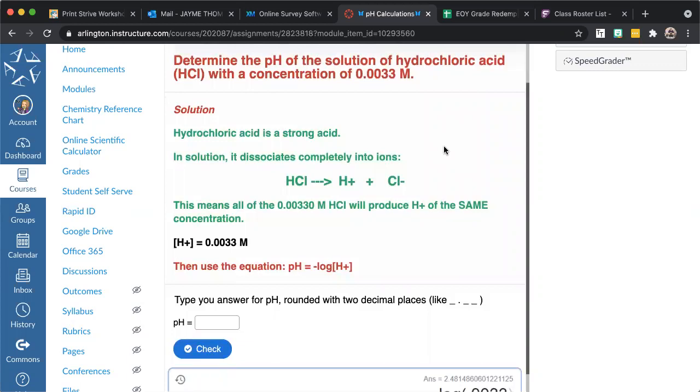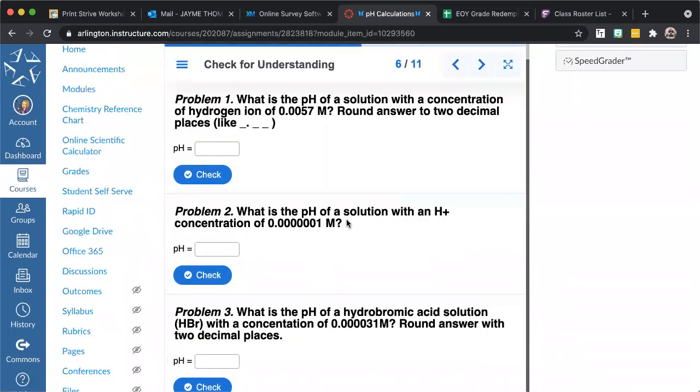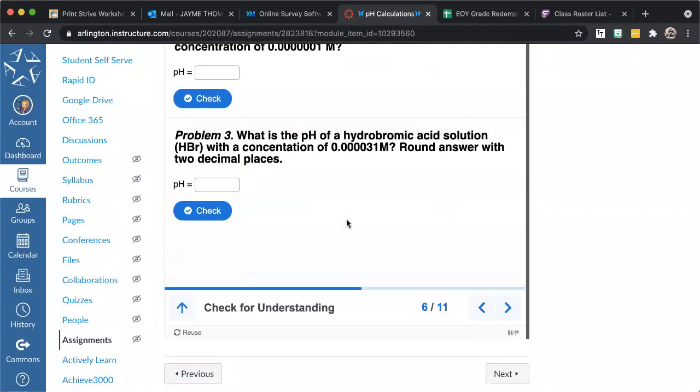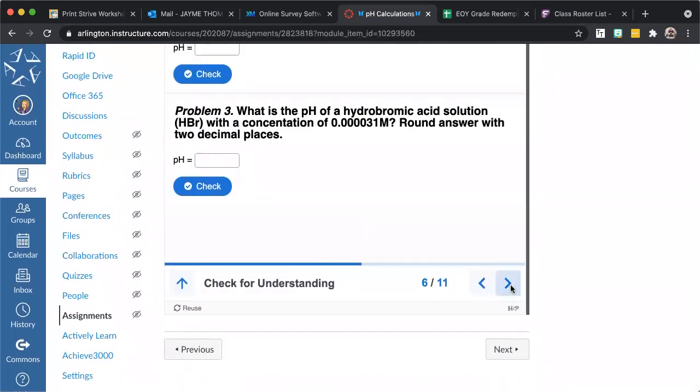Now with weak acids and bases, that's different because they don't fully dissociate, and they have more complicated calculations. That's something that in my IB class, we learn how to do, because that's a higher level, more complicated calculation. In our class though, we're just going to be doing straightforward strong acid and base calculations. So you would do pretty much the same setup. Here's my concentration, negative log of that, and you can check it. And then you have some more practice ones here that you can practice and check yourself. They're all going to be strong ones or just the hydrogen ion concentration.